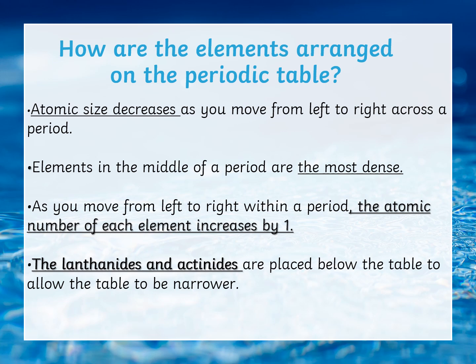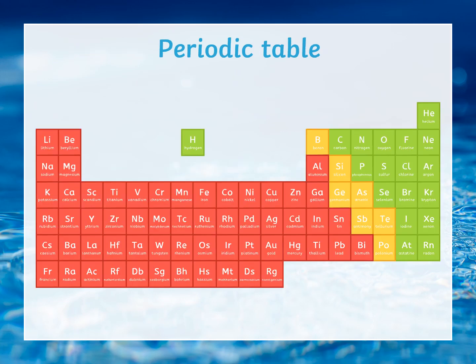After that, the lanthanides and the actinides are placed below the table to allow the table to be narrower. So we put the lanthanides and the actinides below the table, separated from it. So this is the periodic table, and I also printed the periodic table and gave it to you, so you know the periodic table and each element in detail.